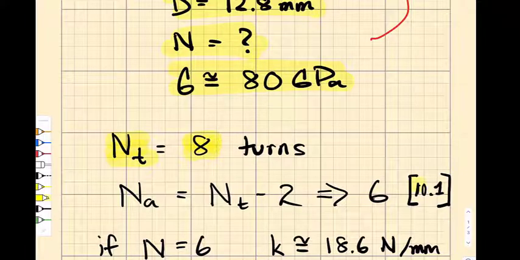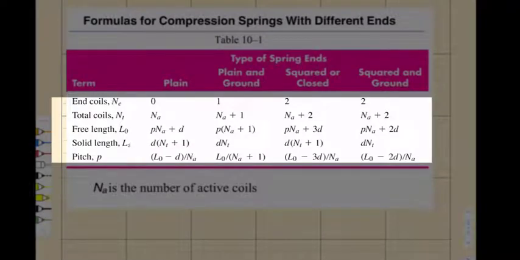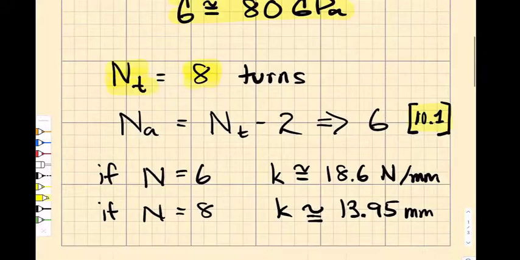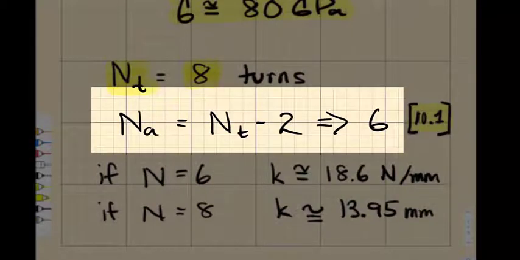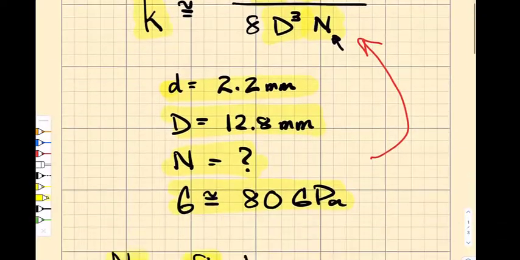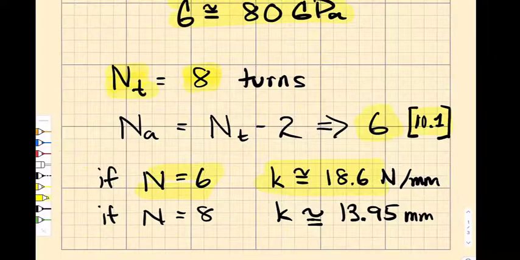If we use the total number of turns equal to 8, and then we adjust that number of turns using table 10.1 from the Shigley book, where we see that the number of active coils for squared ground ends is 2 less than the total number of counted coils. If we do that, we find that the number of active coils would be 6. If we use the value of 6 in that estimation for the spring stiffness, we find that our estimated spring stiffness is 18.6 newtons per millimeter, which is much larger than what we got out of the finite element simulation.